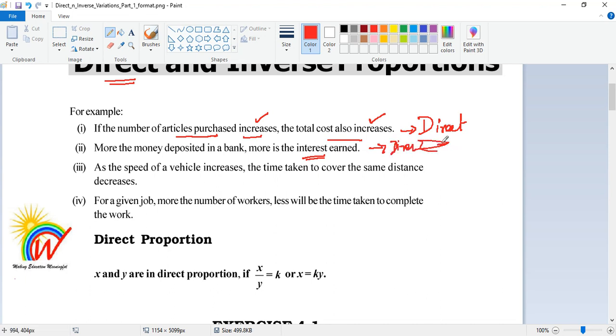Okay. Now you see the next one. This is direct. Okay. I'll just write D for this.